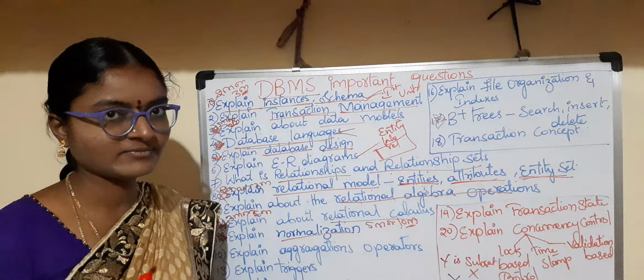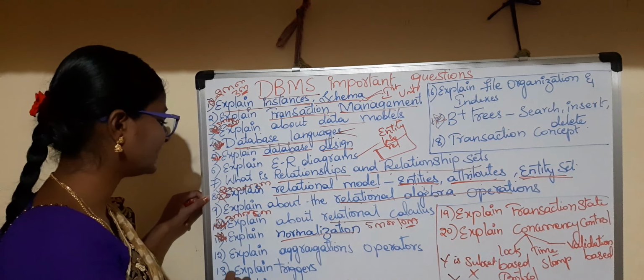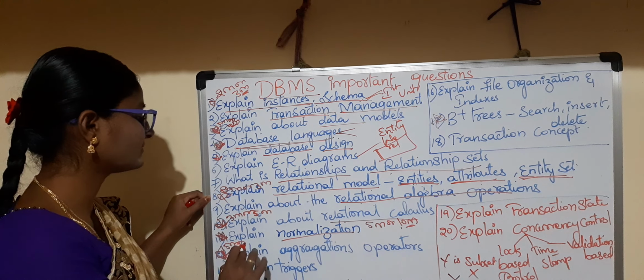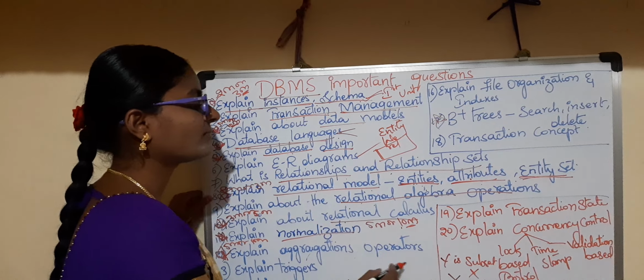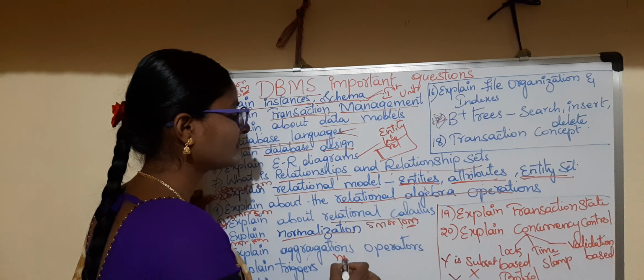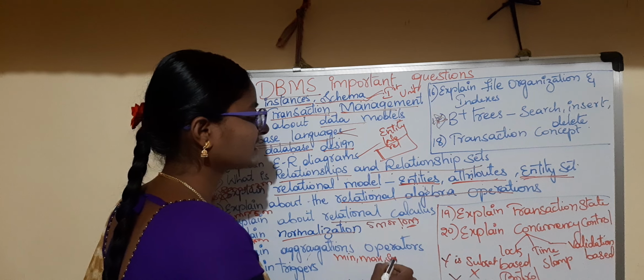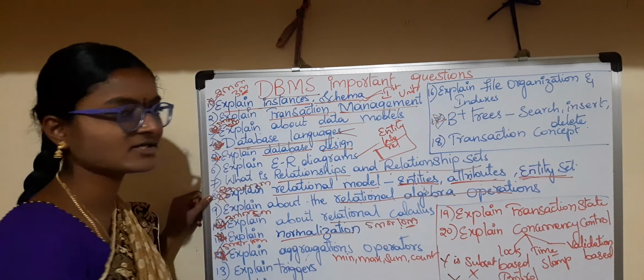Normalization is a very, very important question. Next is explain aggregation operators. This is also very, very important for 5 marks or 10 marks in your semester exams. These are the aggregation operators. What are they? Minimum, maximum, sum, count. These are the aggregation operations.